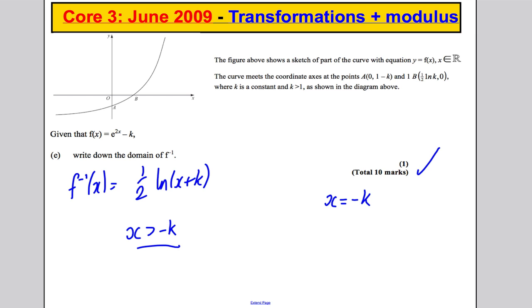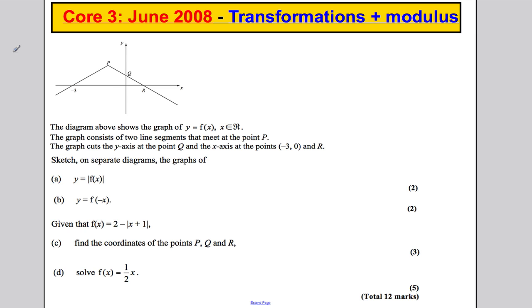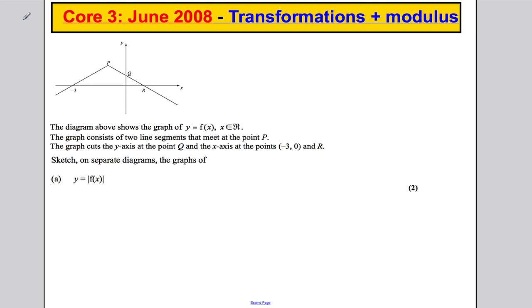Okay, last question of this series. Here's a diagram. There's f of x. It tells us some key points on the diagram, and it asks us to draw various transformations. Okay, so let's have a go. The first one, the modulus of f of x. Easy. You draw the graph as it is.